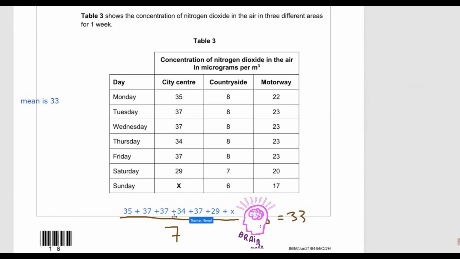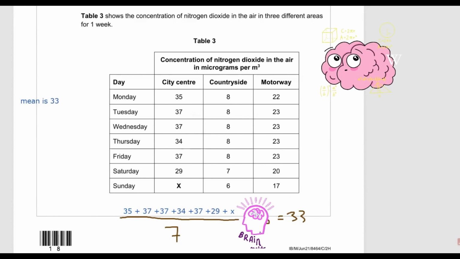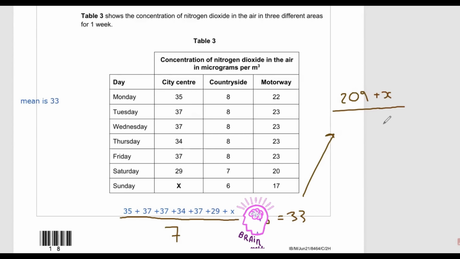Anyway, so how are we going to rearrange this? Well, I've got 35 plus 37 plus 37 plus 34 plus 37 plus 29. Let's add those all together to simplify this because it's quite a lot there. So if we stick them all in the calculator and add them together, we can simplify this equation that we've set out. And so what we're going to get is 209 plus x divided by 7 equals 33.